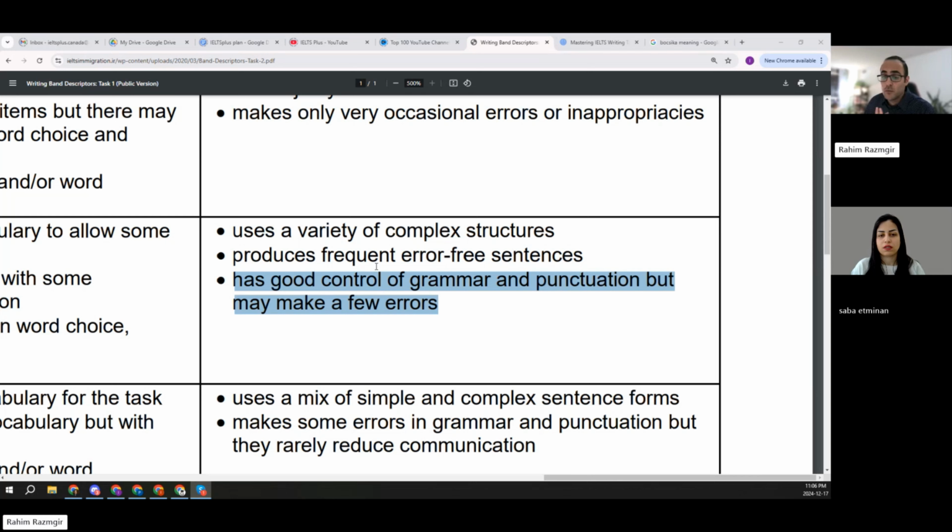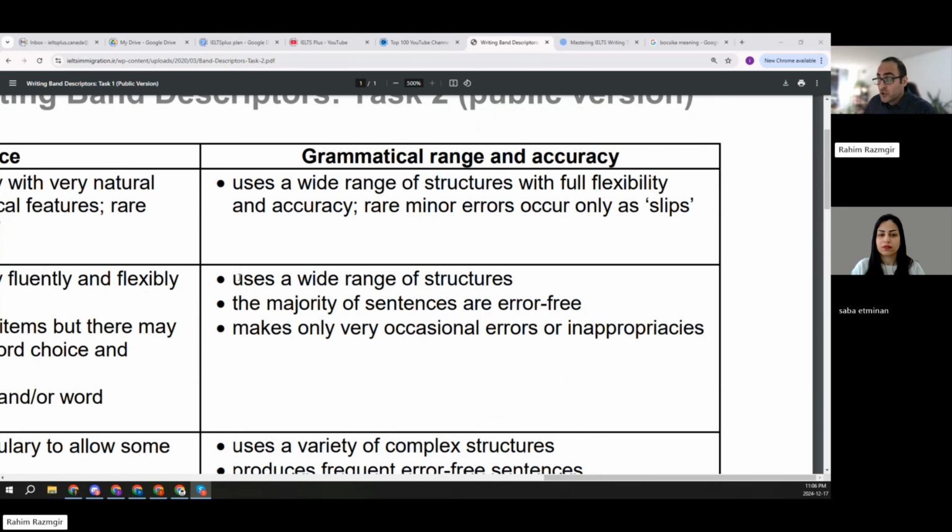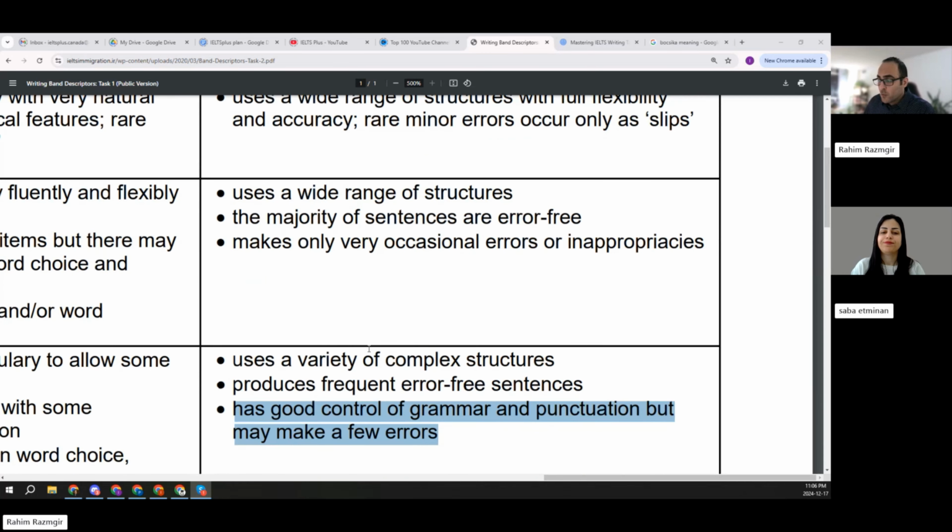Now, if you improve that, if you want to get an 8 for this criterion, you use a wide range of structures. So remember, we went from variety to a wide range of structure. So it's not just variety, it's variety with a wider range. What it means basically is more complex sentences and simple sentences. Remember, when we say range, it's not just referring to complex and compound. It also includes simple. So you need to have all of them: simple sentences, compound, complex, when necessary.